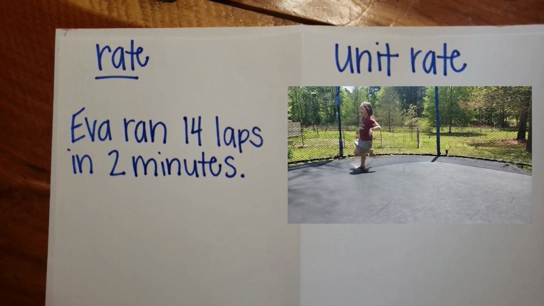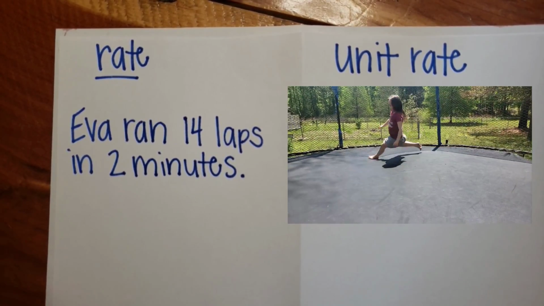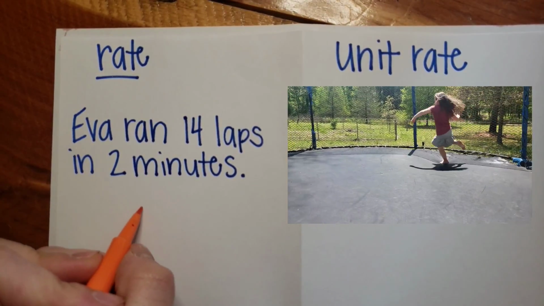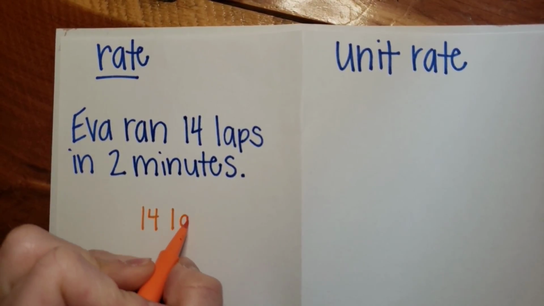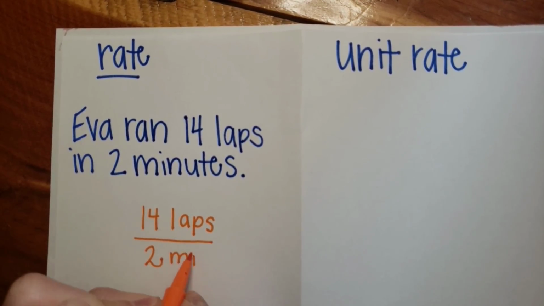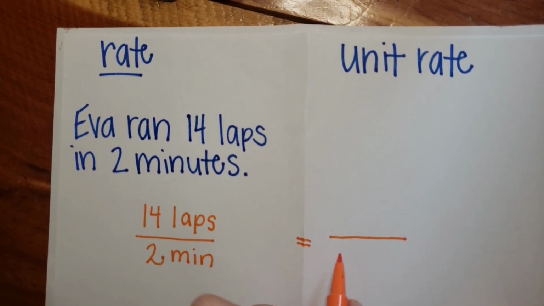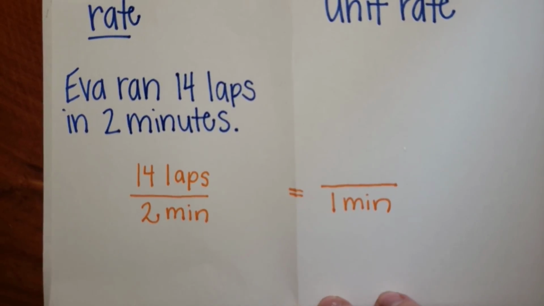We are always going to write these in fraction form and make sure that you add your labels so that you know exactly what you're talking about when you go to work it out. So we have 14 laps in 2 minutes. Okay, and we need to find the unit rate of 1 minute. This is where our math comes in. We have to figure out what am I going to have to do to 2 minutes to get it down to 1 minute. So what do we have to do, guys? I hope you said division because that is the correct move.